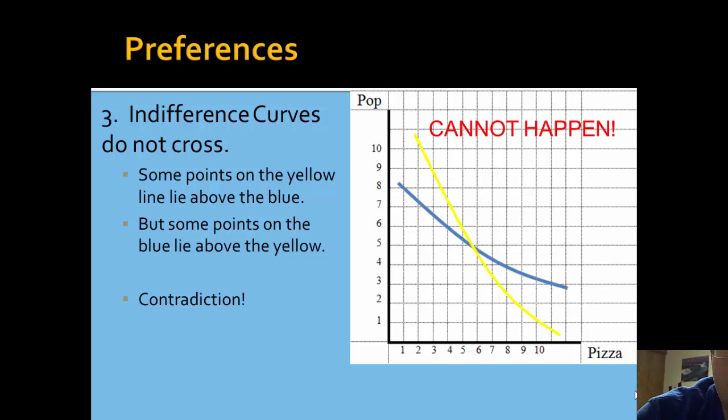But if we look at the bottom right, we've got the opposite situation. The blue bundles have more than the yellow bundles. So we can't have a situation where more is preferred to less implies that we prefer the yellow bundles to the blue, but then in a different part of the graph implies that we prefer the blue to the yellow. This is a contradiction, and this can't happen. So indifference curves cannot cross.